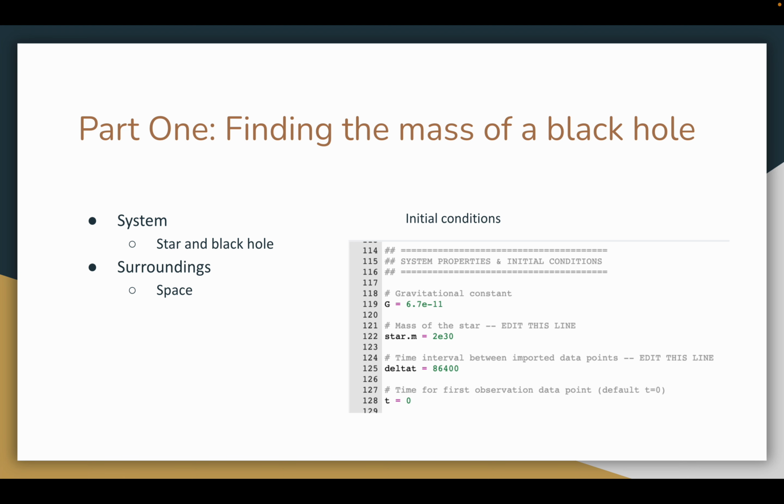So part 1, finding the mass of black hole. The system in this part was the star and the black hole, and the surroundings were just space. The initial conditions used for it were the gravitational constant, obviously, the mass of the star, which was 2 times 10 to the 30th, and the time between our data points, which is 1 day, which is in seconds, 86,400.